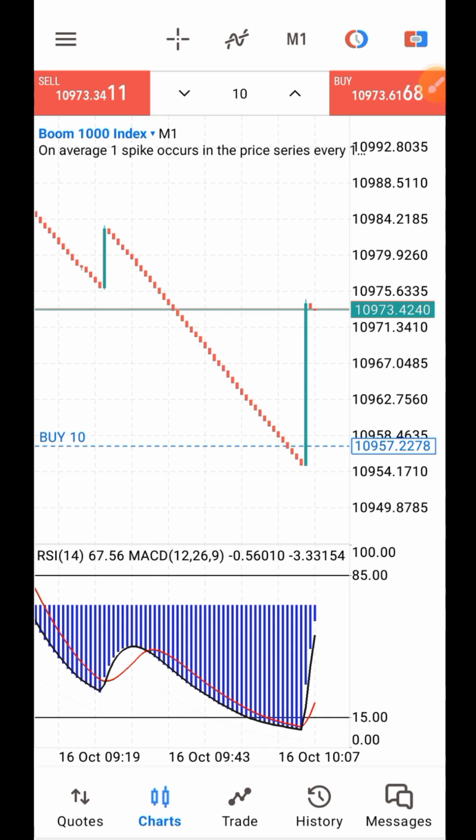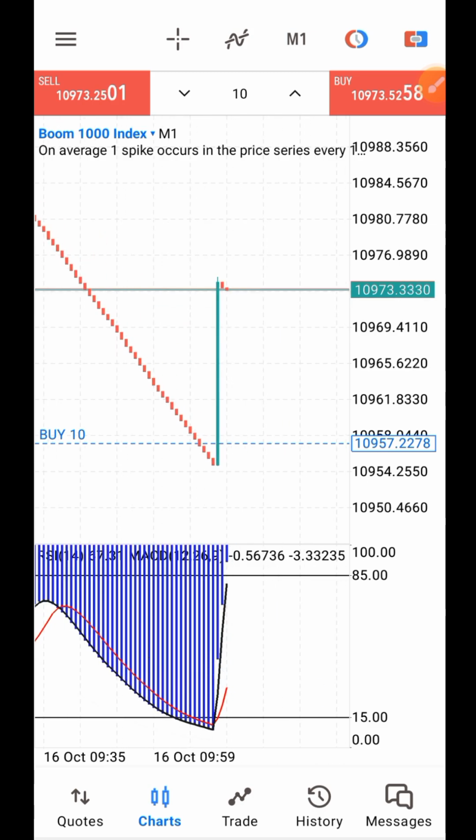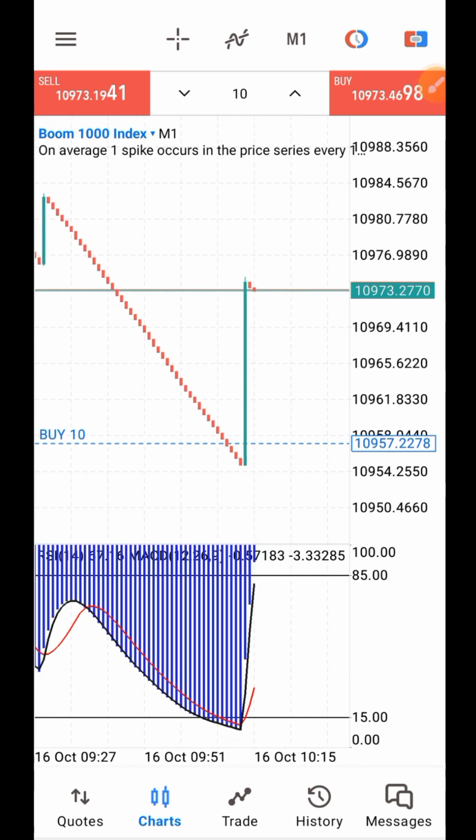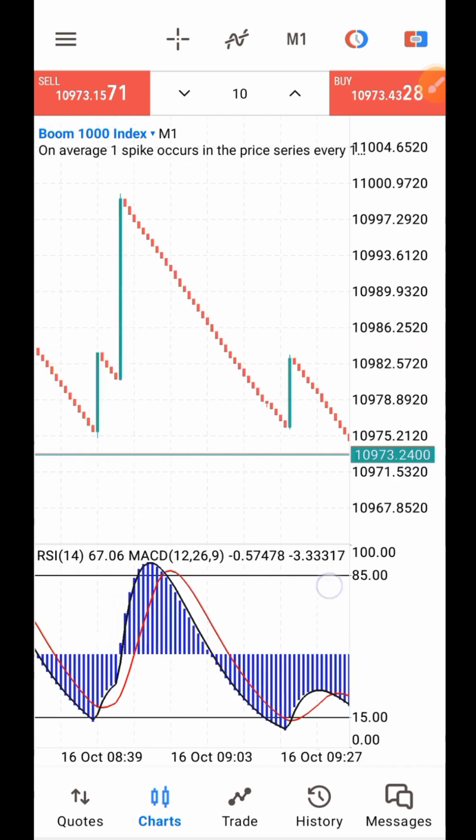So guys, let me give you this very accurate spike strategy. This strategy is very good in catching spikes. You can see on my screen, I put on this trade and the spike happened, though I'm still expecting more spikes. You understand? Then I will tell you the reason why I'm still expecting more spikes.